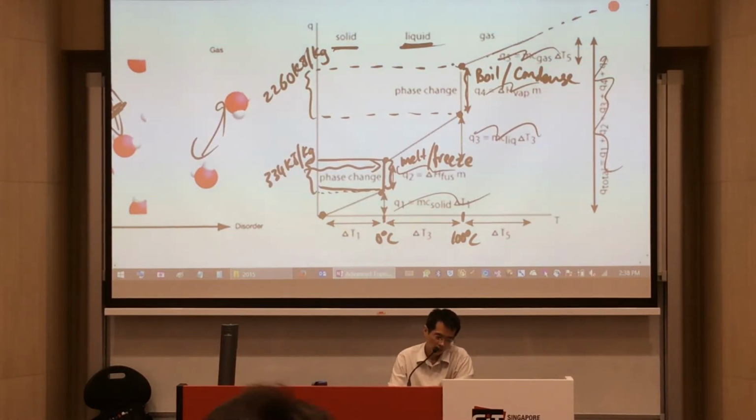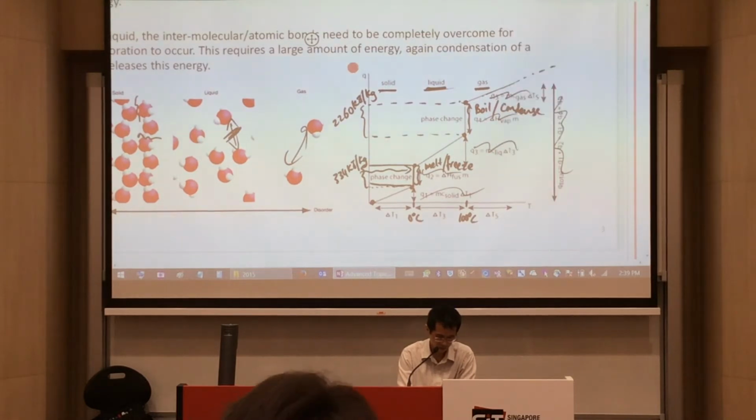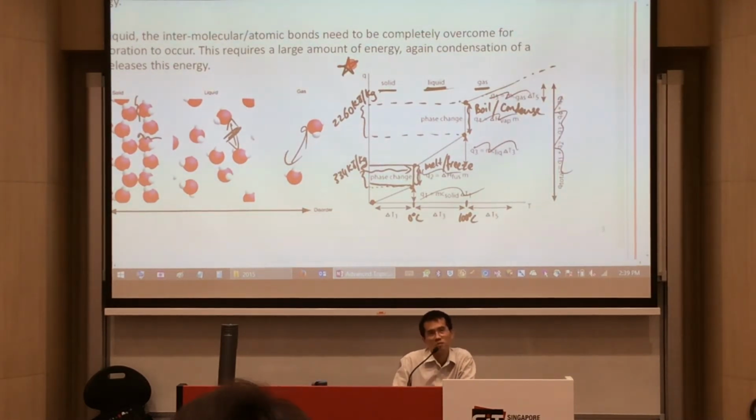Okay. So the important part is that you recognize there is this latent heat between the solid to liquid phase and the liquid to gaseous phase. So this is important. And in order to indicate the importance, I will put a star. Right, that's because it's important.